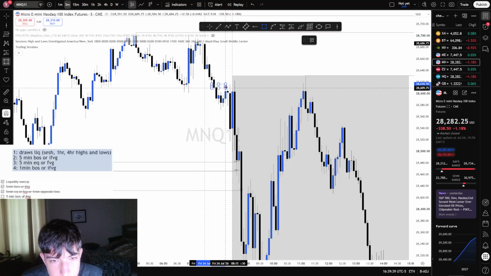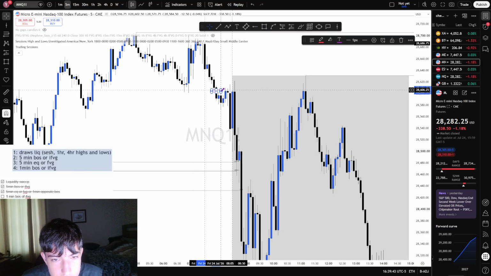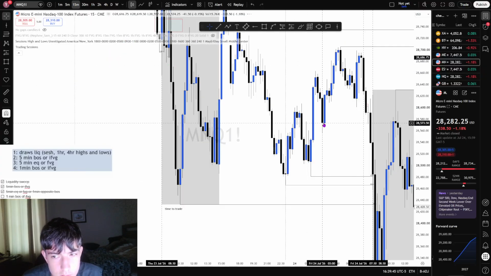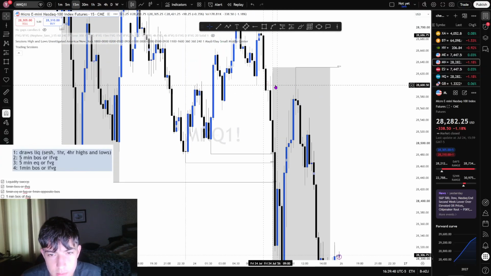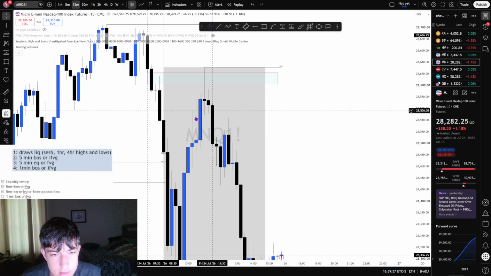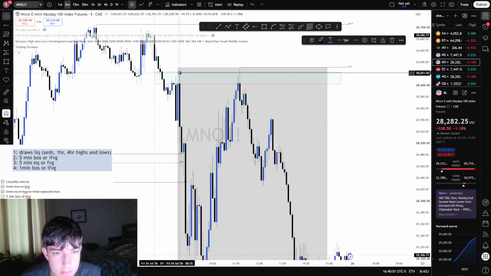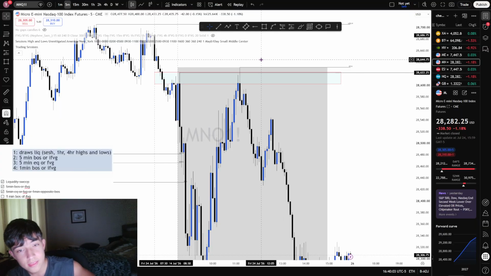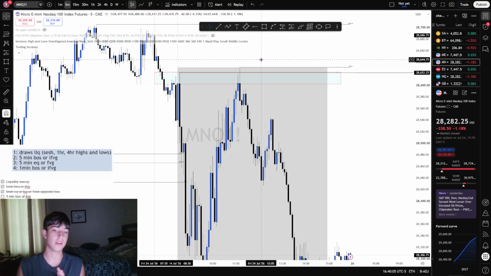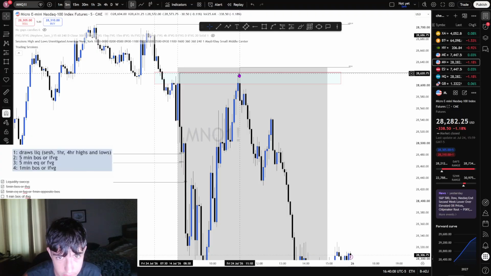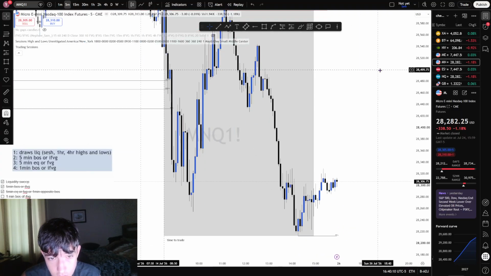But yeah, we do see these fair value gaps right here, and we can just mark this one out. Was it the 15-minute mark? Yeah, it was the 15-minute fair value gap right here, which is perfect. Then we also saw this high too. So it swept this high and filled the inverse fair value gap, which did give us this strong move.